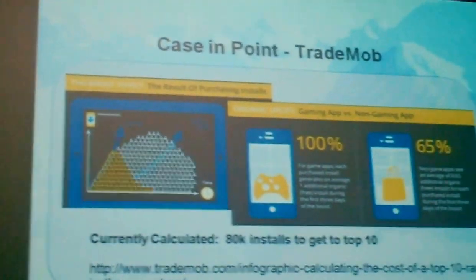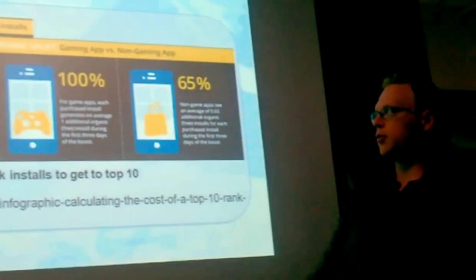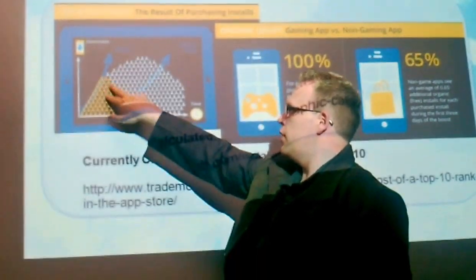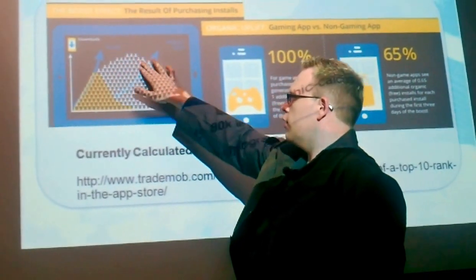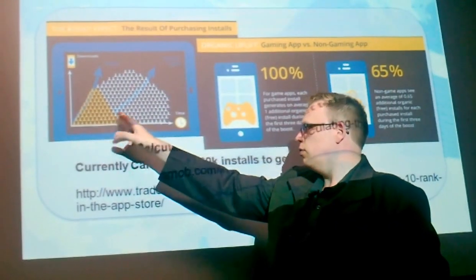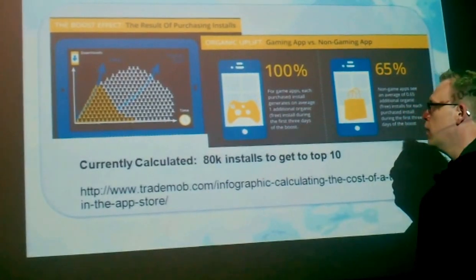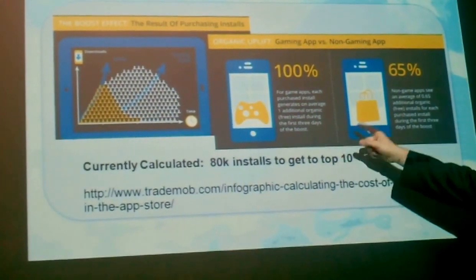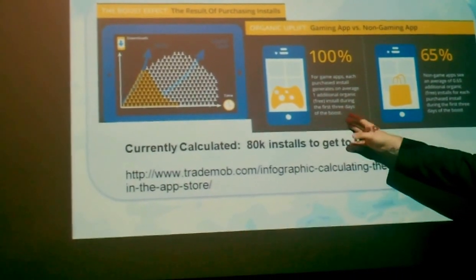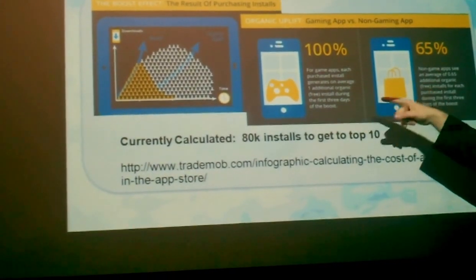So this is TradeMob, I mentioned it. This is just some of their charts, reiterating what I talked about. So these are the users that they bought, and then after they stop spending, they get an organic effect that eventually starts to fall down over the course of about, I think they have it 4 days at a time. And the really cool thing, I just added this image here because they show that you get a lot more organic traffic from games than typical apps.